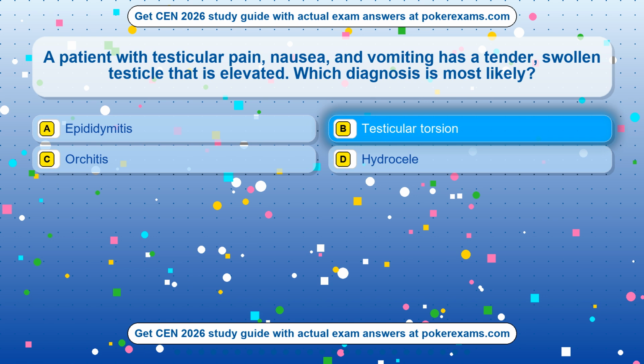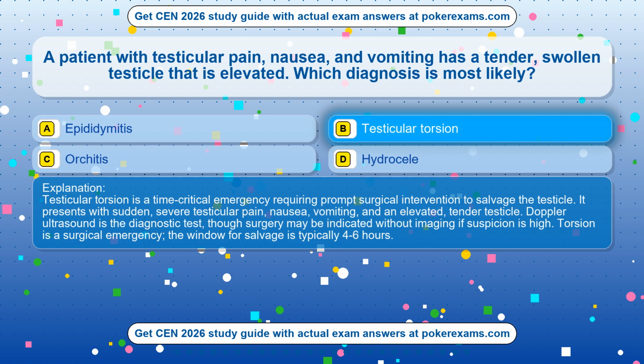Testicular torsion. Testicular torsion is a time-critical emergency requiring prompt surgical intervention to salvage the testicle. It presents with sudden, severe testicular pain, nausea, vomiting, and an elevated, tender testicle. Doppler ultrasound is the diagnostic test, though surgery may be indicated without imaging if suspicion is high. Torsion is a surgical emergency. The window for salvage is typically 4 to 6 hours.